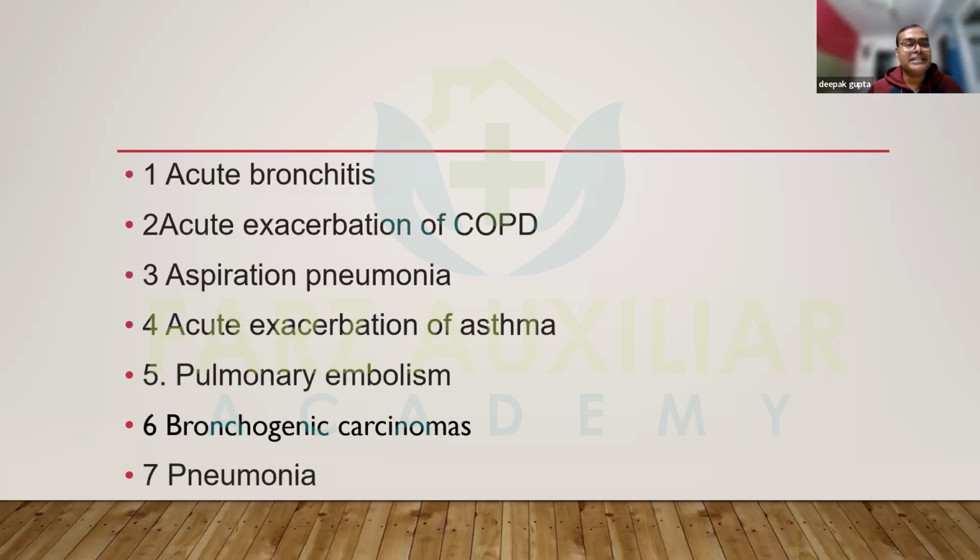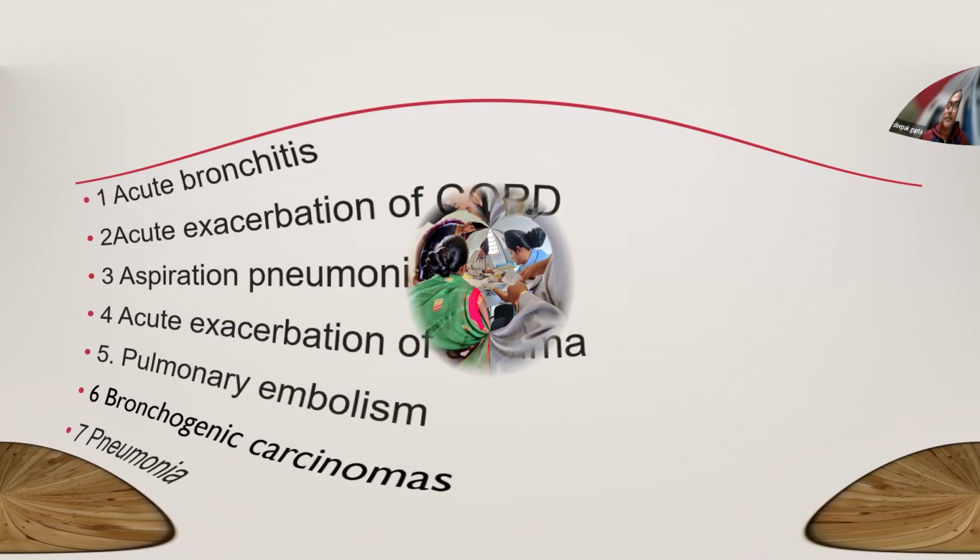So DDs, many DDs it can be: bronchitis, acute exacerbation of COPD, aspiration pneumonia. You told very correctly, aspiration pneumonia is there. Bronchogenic carcinoma, a dense opacity in the right lower zone, maybe it may be a carcinoma and then infection has occurred. Pulmonary embolism. These are the common DDs which are there. Okay.